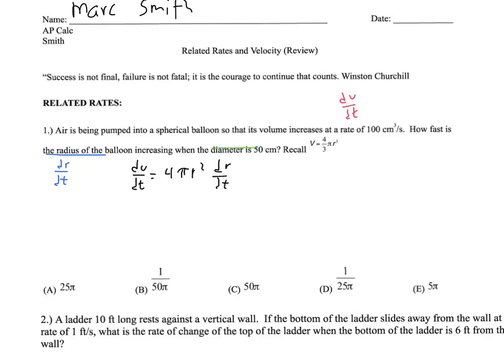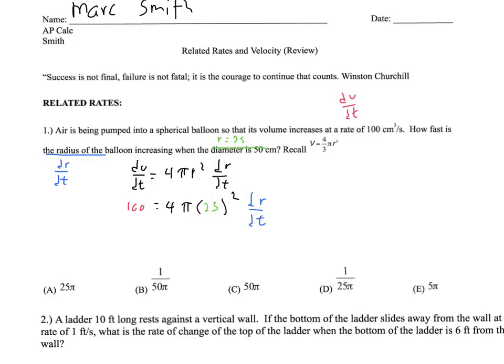If the diameter is 50, then the radius is going to be 25. And let's just plug everything in. So dV/dt is 100. And then we have 4 pi r squared times dr/dt. So this is 25, and we're looking for dr/dt.